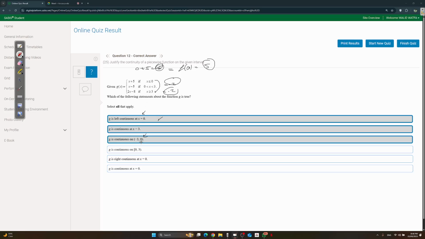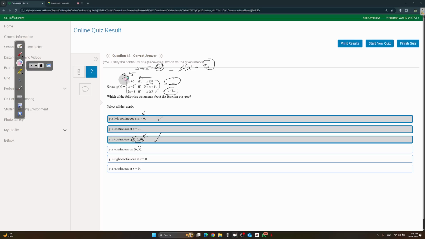Because before 0, everything to the left of 0 is the function x plus 5. There's nothing changing. It's just one function. So obviously it's going to be continuous on that interval up until 0. But after 0, that's when you start getting a bit suspicious. Is it going to stay the same? Why? Because now you're changing into a different function. So how I always think about it is as long as there's no change of the function, it will always be continuous. So from negative 3 up until 0, it's going to be continuous.